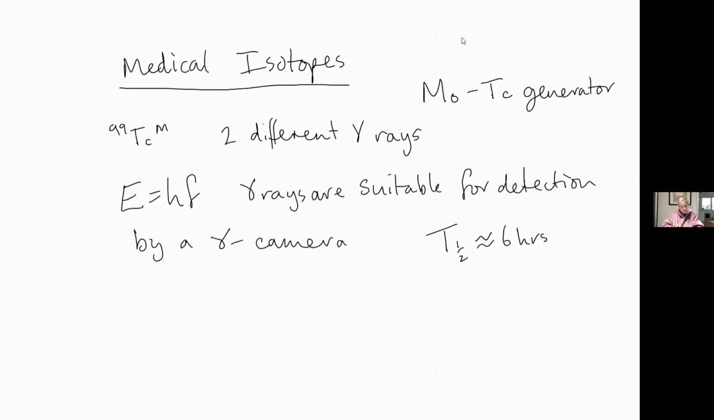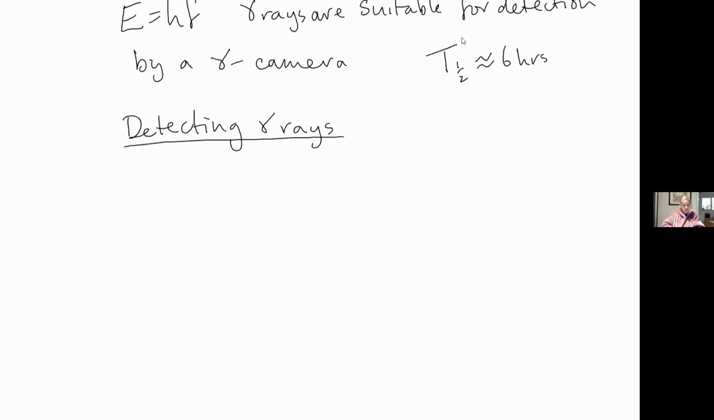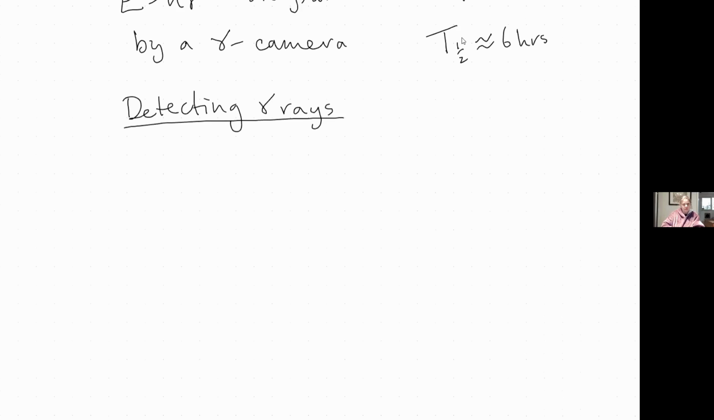Okay, so detecting gamma rays, and this is not necessarily as easy as you might think. There's a thing called a gamma camera, and you do need to know what a gamma camera looks like. Well, not so much what it looks like, but how it works. So a gamma camera. I ought to write this, gamma camera. Okay, and what I'd like to do is pull in a couple of pictures, and let's go to here.